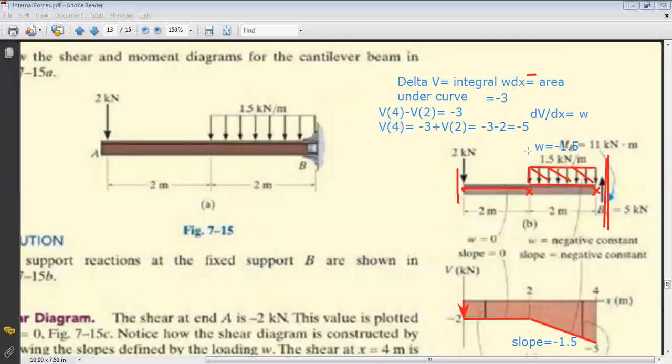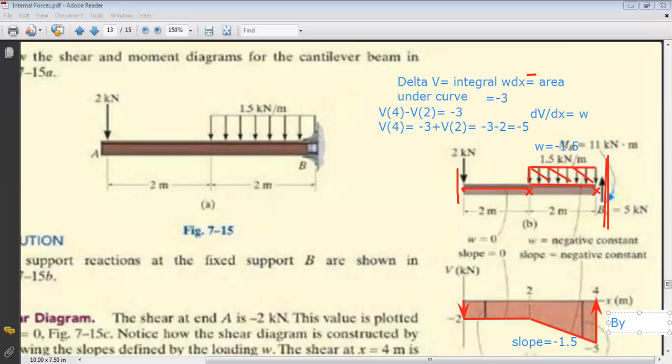So the sum of forces on the other part should be equal to 0. This is why we say that the value of By, the value of the reaction at B, should bring back my shear to 0. So I can predict that the value of By should be 5, because we need 5 to go back to 0.